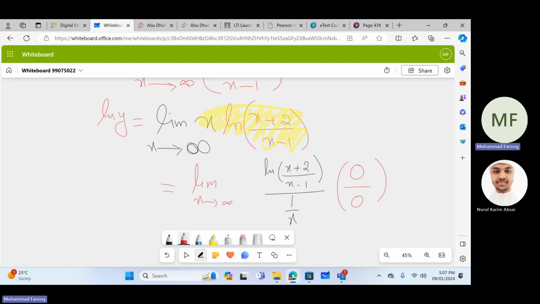Again, I'm asking, do you know how we get 0? Because it is going towards 1. When you make this x very, very large, it goes to 1. And ln 1 is how much? 0. That's why in the numerator we are getting 0. Okay, now it's time to differentiate.